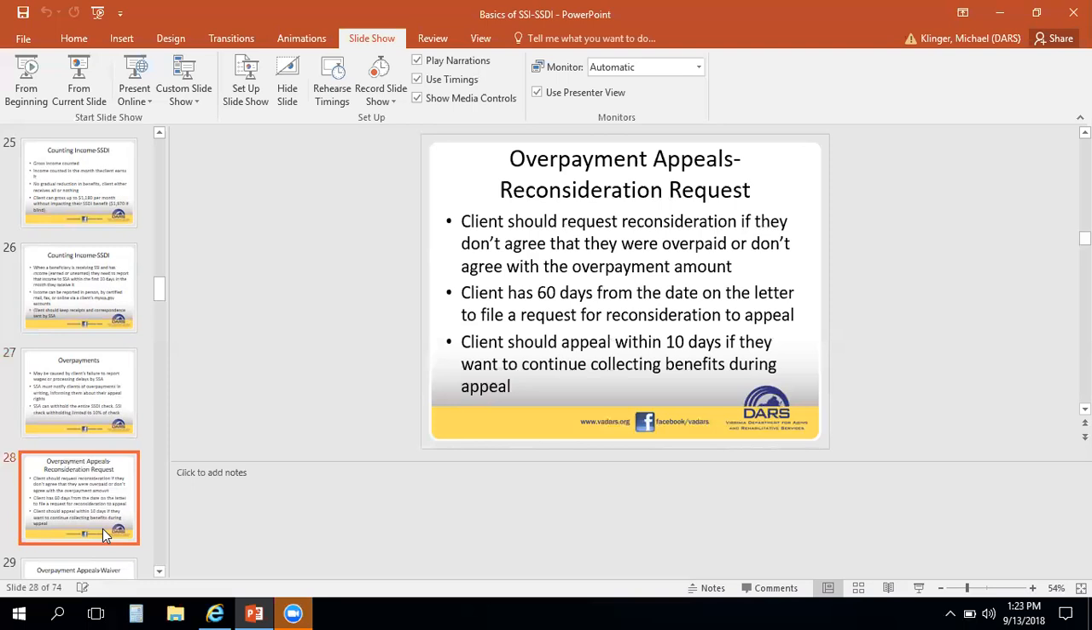However, a client should appeal within 10 days of the date on the letter. If they file the appeal within the first 10 days after the notification, that will prevent Social Security from withholding any benefits until they make a decision on the appeal. So while the client has 60 days technically to file an appeal, I always tell people that if they disagree with it, they need to file an appeal immediately within 10 days to prevent any withholding of their benefits. All right.